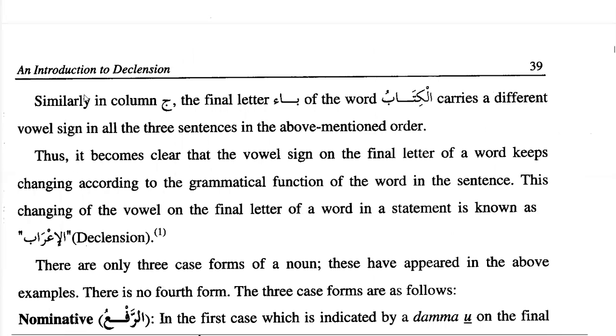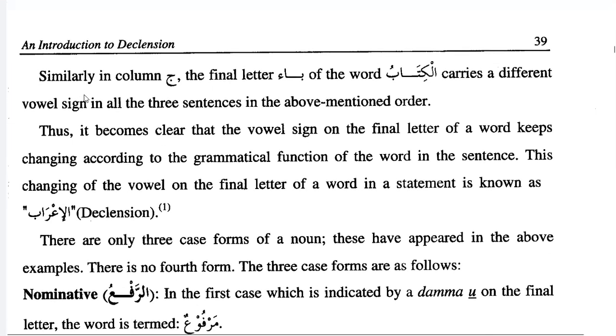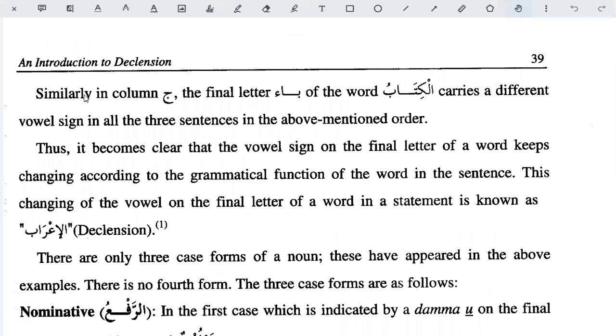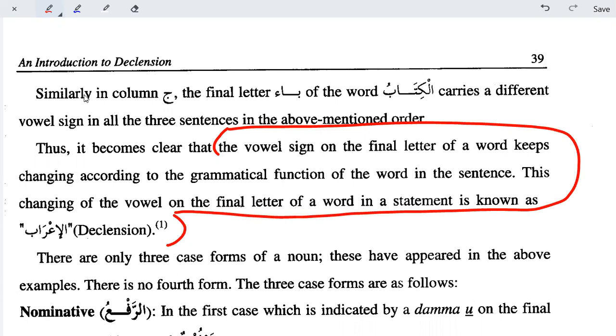An introduction to declension. Similarly, in column C, the final letter ba of the word al-kitabu carries a different vowel sign in all three sentences in the above-mentioned order. Thus, it becomes clear that the vowel sign on the final letter keeps changing according to the grammatical function of the words in the sentences. This changing of the vowel on the final letter of a word in a sentence is known as Eraab, declension.